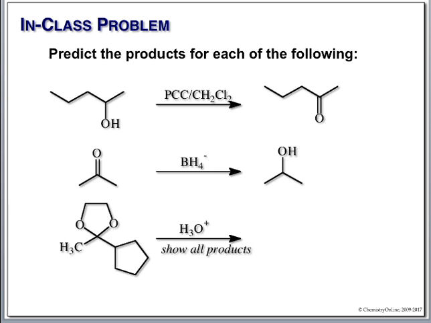Finally, if we have our cyclic ketal and we dump it back into aqueous acid, what happens? We're going to make our ketone again. So this carbon is now going to be a carbonyl, and this is going to be a 1,2-diol.